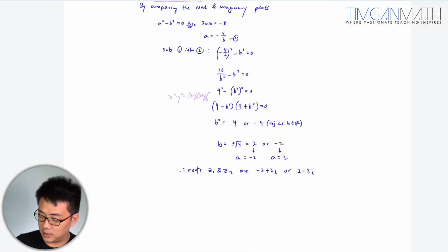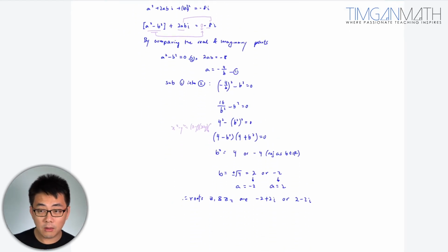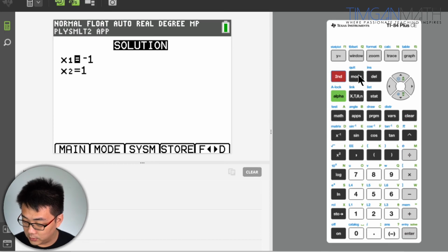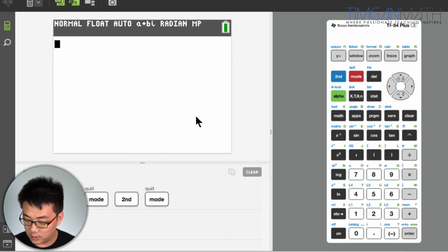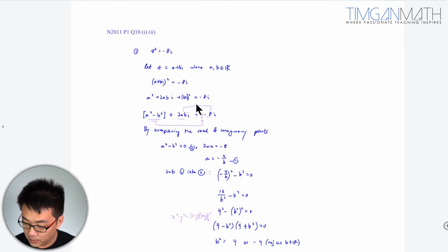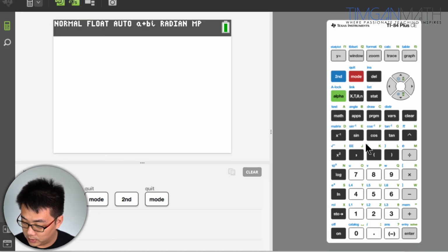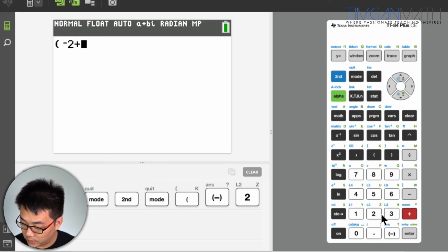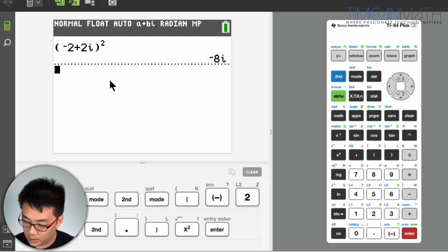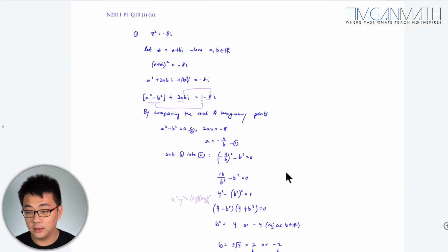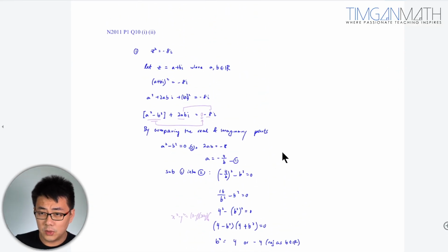Okay, so this is how we do this question. Of course, you can use your calculator in the examination to check your answer. I suggest you do what I'm doing now: we're just going to check my answer. Square it, you get negative 8i. So I'm going to put in negative 2 plus 2i and square it, and this will give you negative 8i. You do the same for the next one and we'll get the answer there. Alright, that's how you do the first part here.